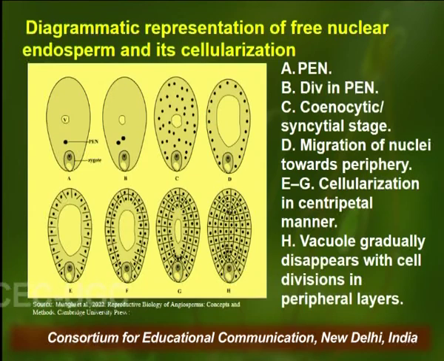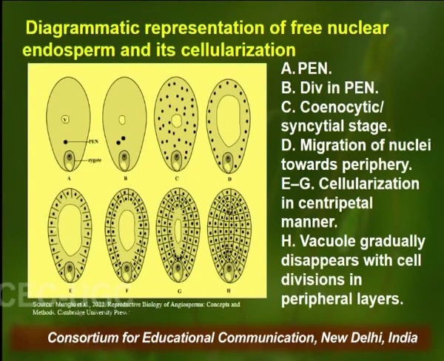This is a diagrammatic representation of free nuclear endosperm and its cellularization. The first few we have already discussed, where we have the primary endosperm nucleus, then there is division in this primary endosperm nucleus. The third one is the cenocytic or the syncytial stage, where there are multiple nuclei present in the cell and there is no cell wall formation. Now with the enlargement of the central vacuole, there is migration of nuclei towards the periphery.